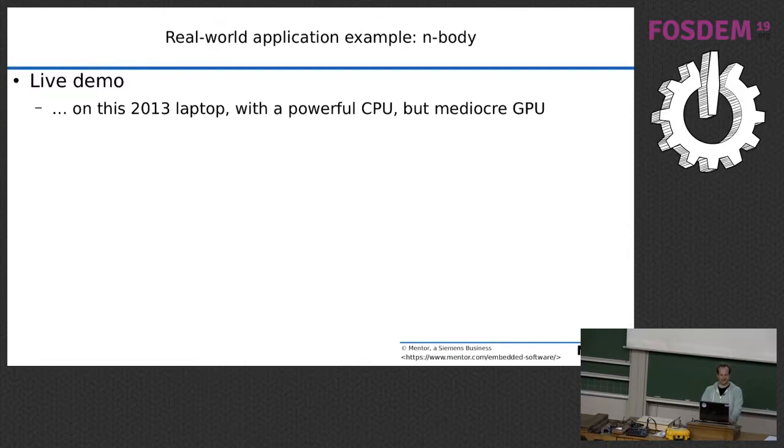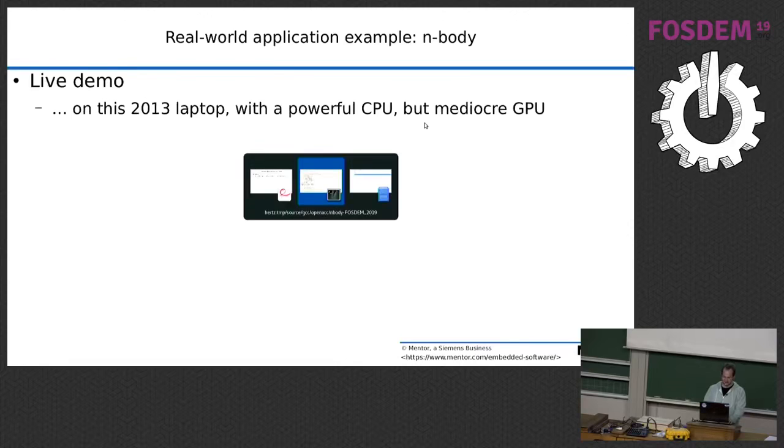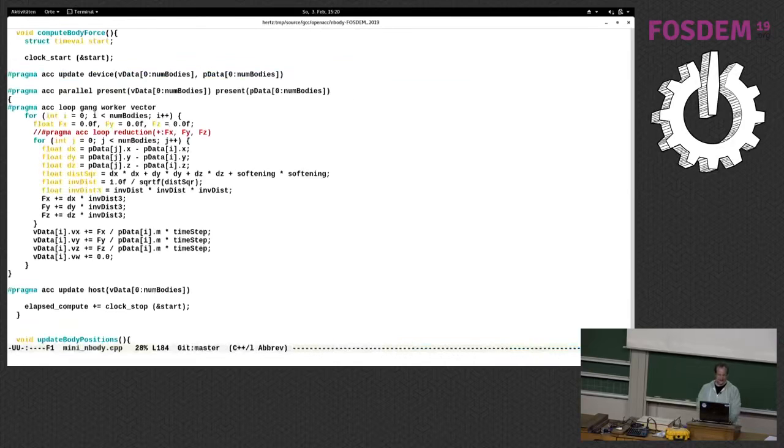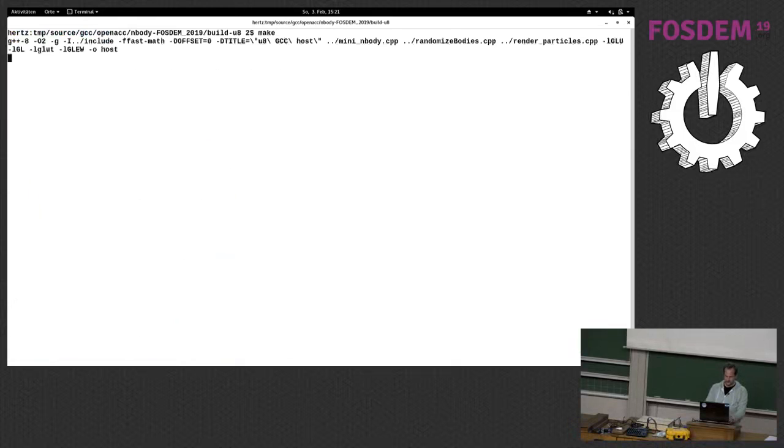The laptop is more than 5 years old, has a powerful CPU, and the GPU not so much powerful. Here again, I'm just showing the hot computational loop, which is this compute body force function, an update directive that moves memory. Then we have this parallel construct here, and in there we have a loop construct doing the actual body force incremental computation. Then I can build that.